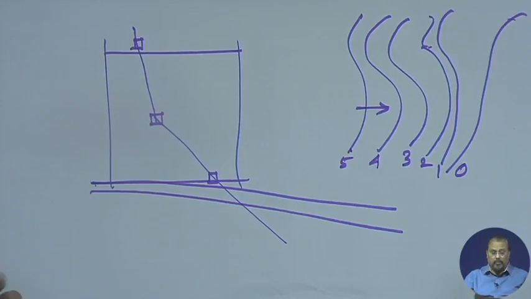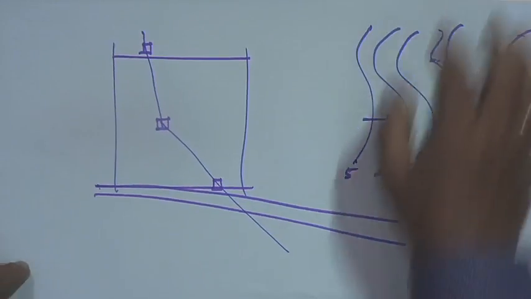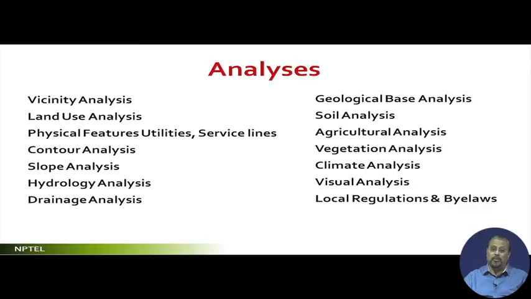Then the slope analysis. In contour analysis, you are trying to find out the corresponding levels. In the slope analysis, basically you are trying to find out what the slope, what the gradient is. That also has reasons. Why should you do that analysis? I will discuss individually. In hydrology analysis, you are trying to find out the subsurface water conditions, and in the drainage analysis, you are trying to find out the superficial hydrological conditions over the surface.